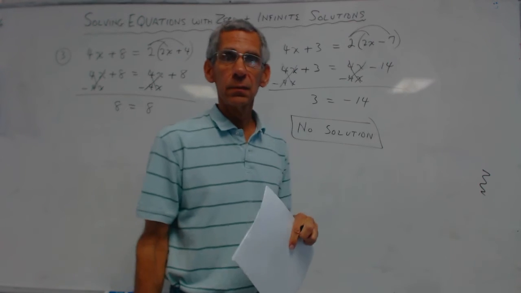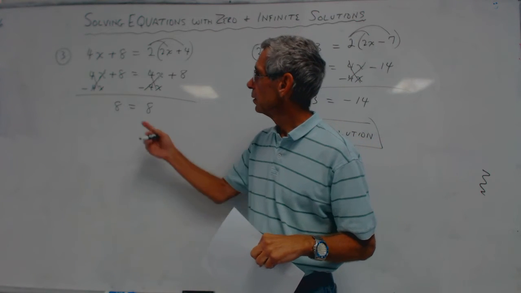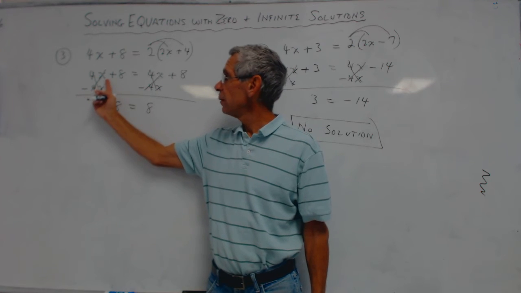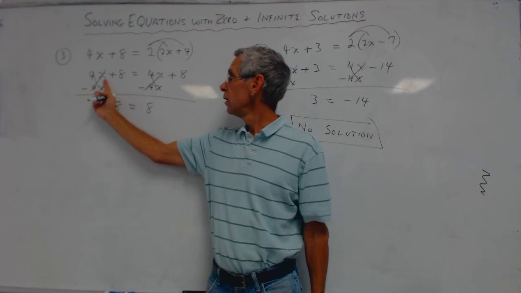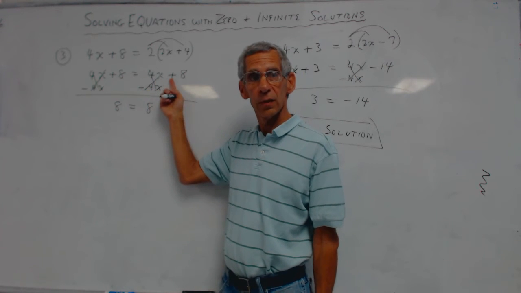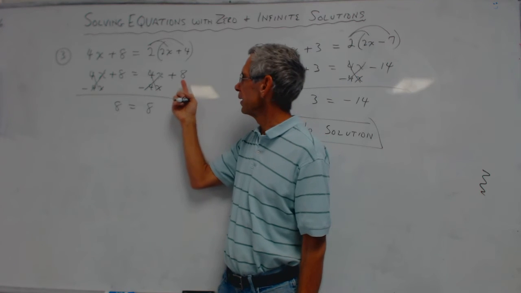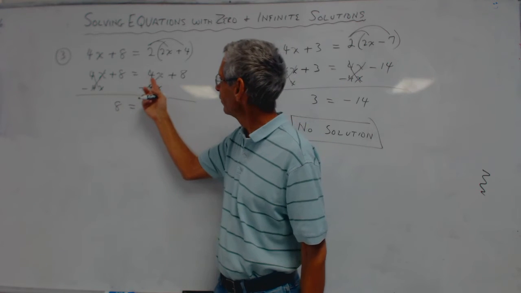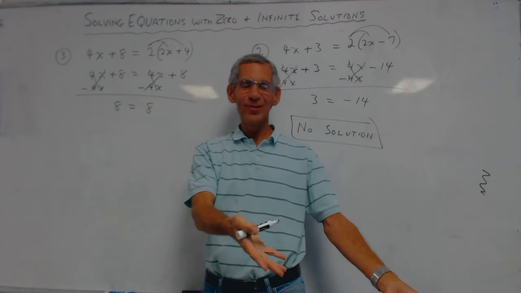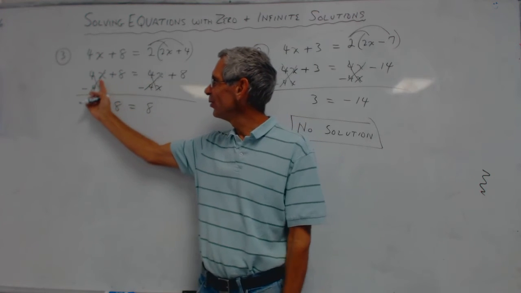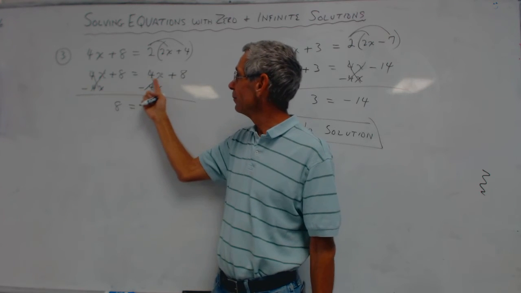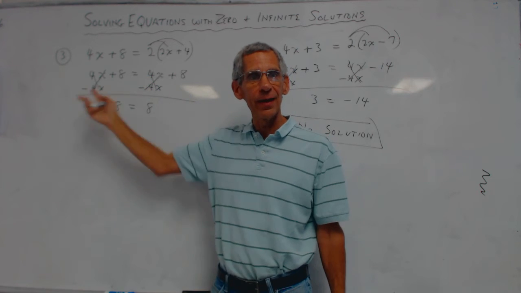No, it could be anything. It could be 1. Well, let's say x was 1. Let's try it. 4 times 1 is 4, plus 8 is 12, equals 4 plus 8. Okay. So 2: 4 times 2 is 8, plus 8 is 16, and the same on the other side, right?